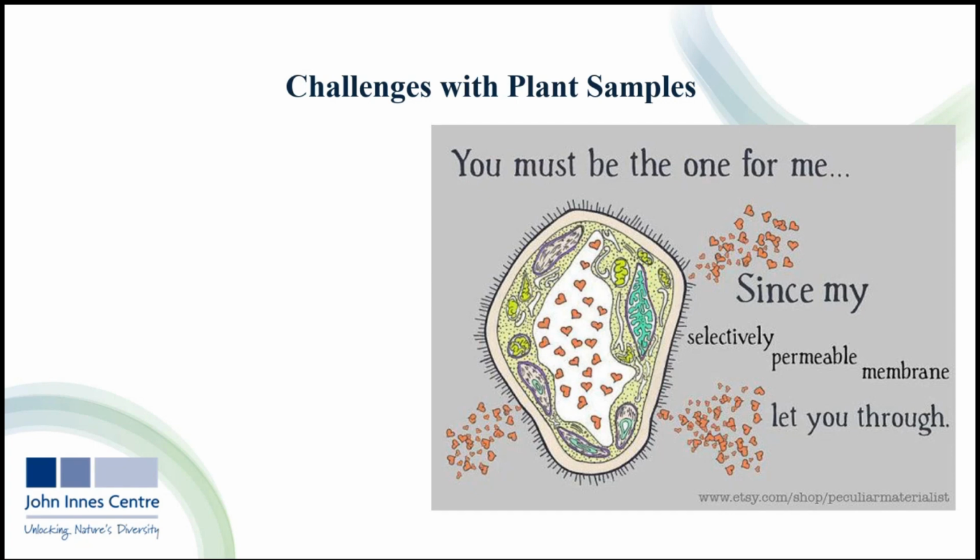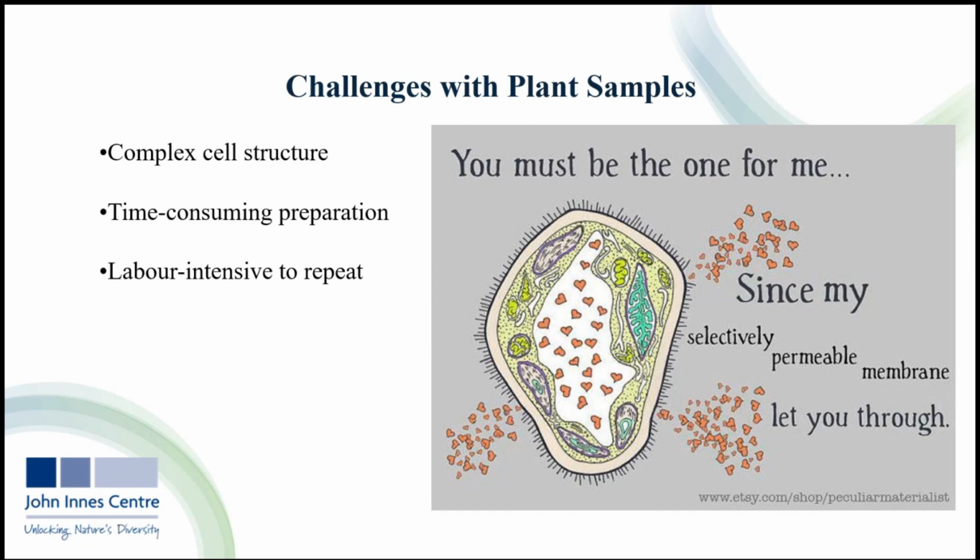Working with plant tissues is quite different compared to animal tissues. Plant cells have complex cell structures like rigid cell walls, large vacuoles, and they vary greatly between different tissue types. This makes it difficult to prepare samples quickly and accurately, and compared to traditional preparation methods, it can take up to a week. So if something does go wrong, it can be labor intensive to repeat the process.